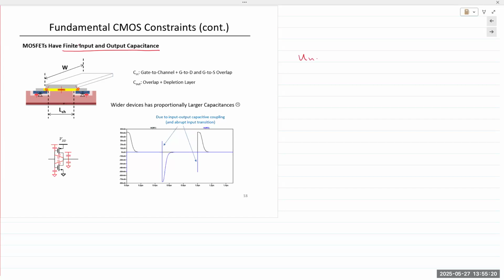So unwanted capacitances are known as parasitic capacitances. And because of the construction of the device, you have a capacitance between the gate and the drain, the gate and the source, the gate and the body, and the source and the body. So there's capacitance between each and every terminal. Okay.